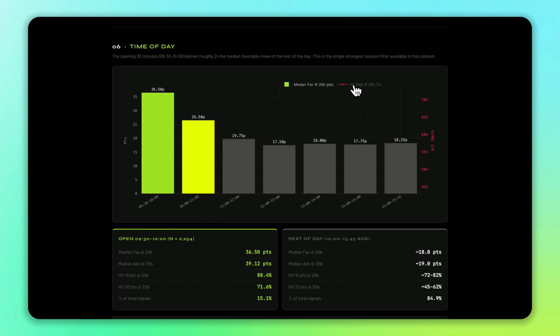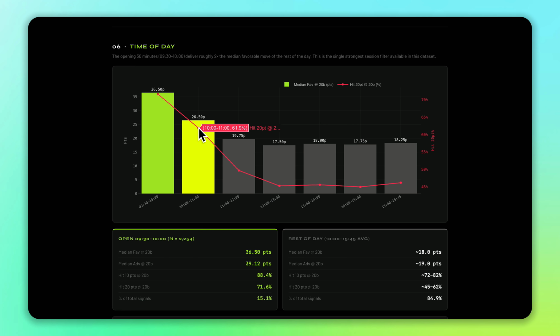And when you look at the hit rate of hitting 20 points at 20 bars, at what percentage does that happen? That happens 71% of the time. And so what this tells me is that when the signal happens, 71% of the time, you'll get 36 points on average, right? And so that's really good. So you should focus on that first 30 minutes. If the signal happens, take it, for sure.